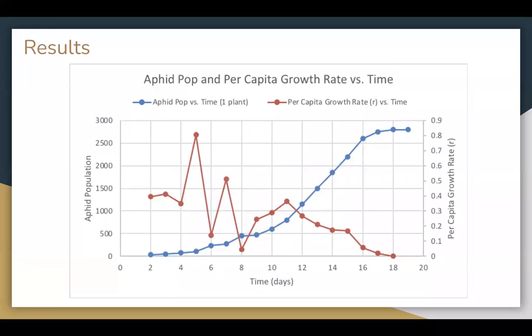So on to the results and our graphical analysis of our data. This first graph simply shows the per capita growth rate, or R, of aphids over the 30-day time period for the caged aphid plants. This was done by calculating the natural log of the percentage increase between consecutive days. The blue line here shows an exponential increase up until it flattens out before the population hits around 3,000 aphids, which we presume to be the aphid carrying capacity.